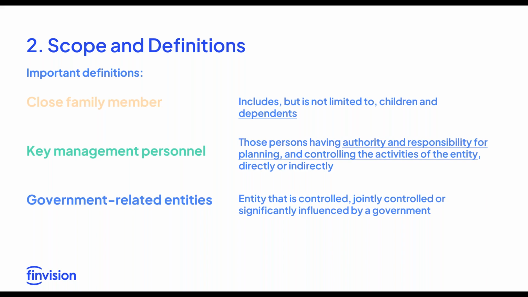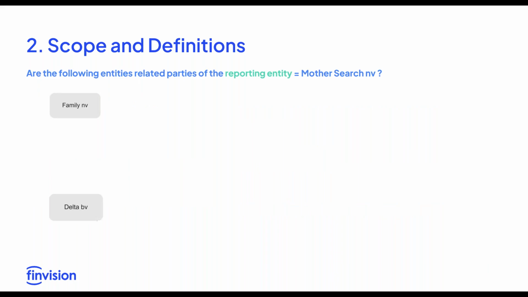Key management personnel are the persons that have authority and responsibility for the planning and controlling of the activities of the entity, either directly or indirectly. We will see later on also some examples. And then we have government-related entities, and that one is important because for the disclosure requirements, and we'll see that at the end of this session, there are some exemptions with respect to government-related entities. An entity that is controlled or jointly controlled or significantly influenced by a government is called a government-related entity. We will see some examples.